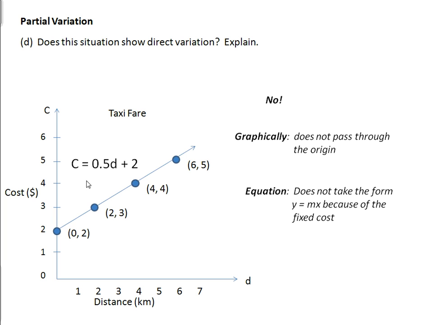Secondly, if we look at the equation, we know that it does not have the form y equals mx because of this fixed cost. We have dependent is equal to a variable cost, but there's an additional value tacked onto the end that we need to take into consideration with partial variation.